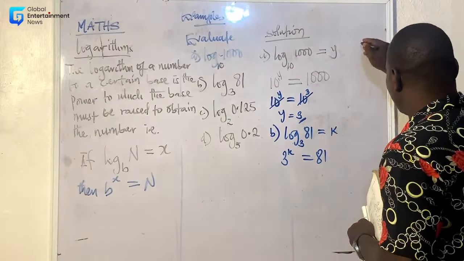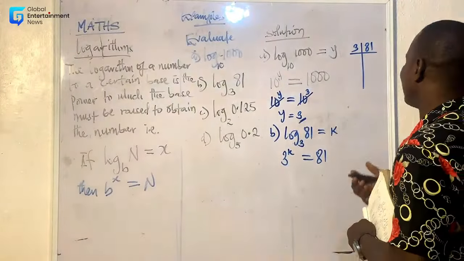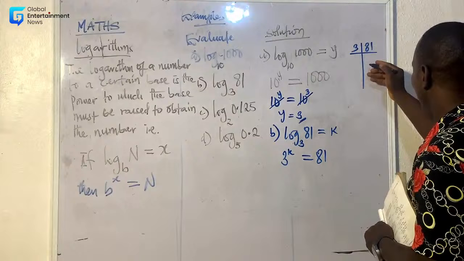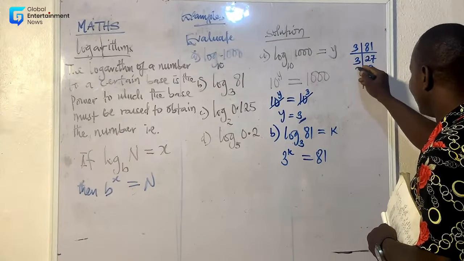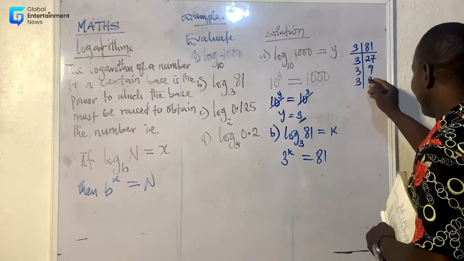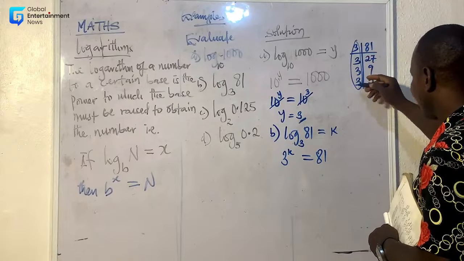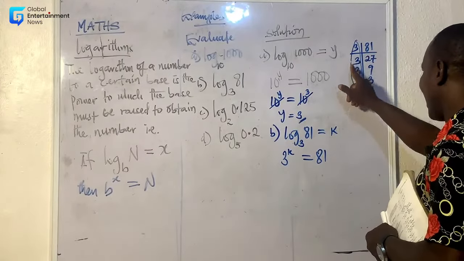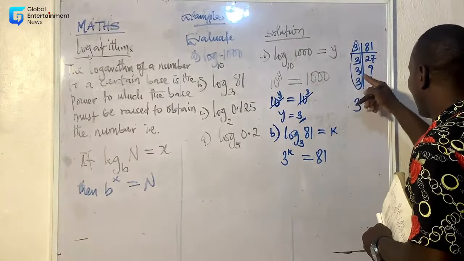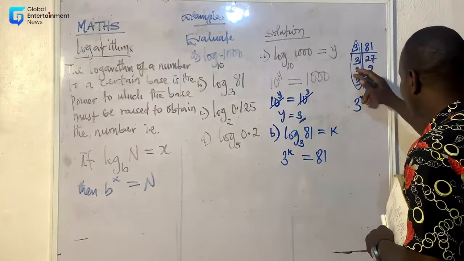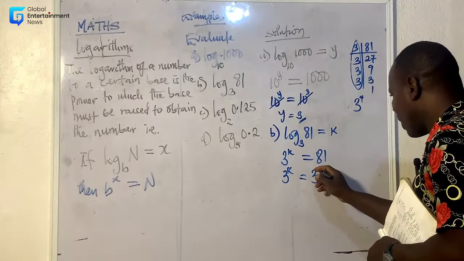Now, 81. Let's break 81 down. Okay, somebody say 3 raised to power 4. Okay, let's do it. 3 in 81 is 27. 3 in 27 is 9. 3 in 9 is 3. 3 in 3 is 1. How many 3 do we have now? 3 times 3 times 3 times 3. 3 times 3, 9. 9 times 3, 27. 27 times 3 is 81. That is 3 raised to power 4. 1, 2, 3, 4. So we have to turn our 81 to 3 raised to power 4.